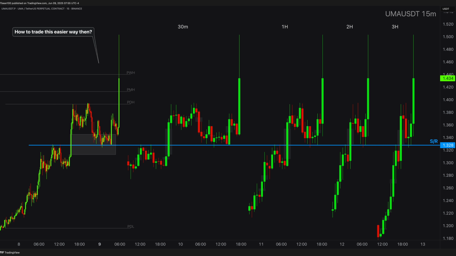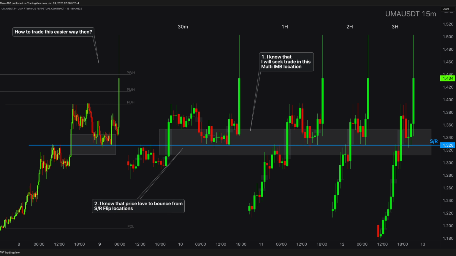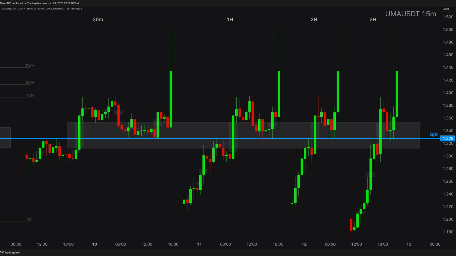Then what can we do about it? First of all, what do we really know here? First, we know that we have this lovely multiple imbalance location. This is a hardcore, real fact. Then we know there is this solid SR flip location as well. So if we will not use the risk reward, how can we enter this?